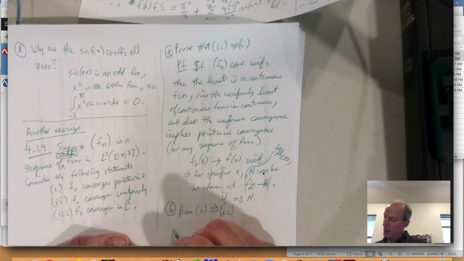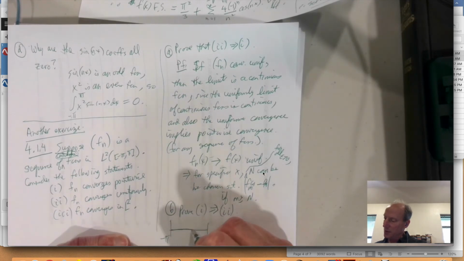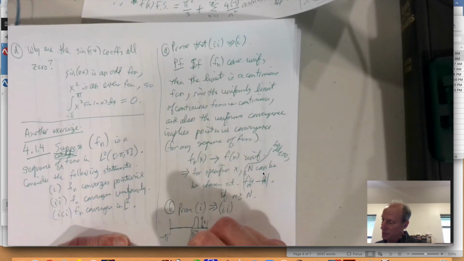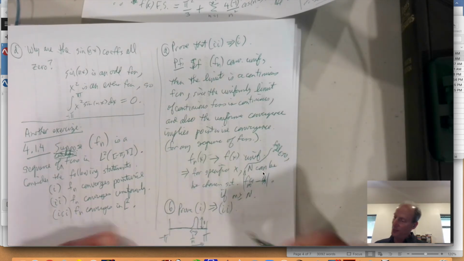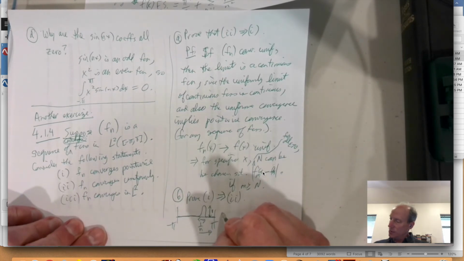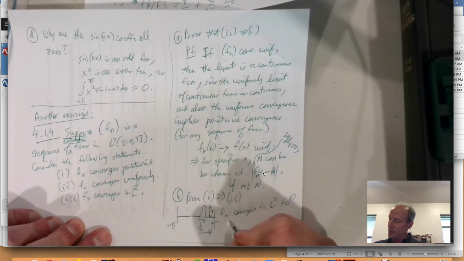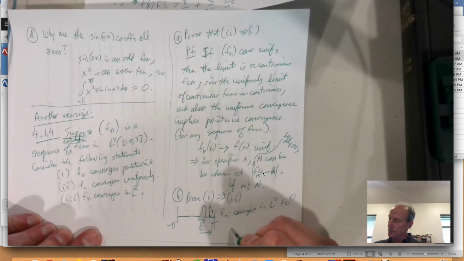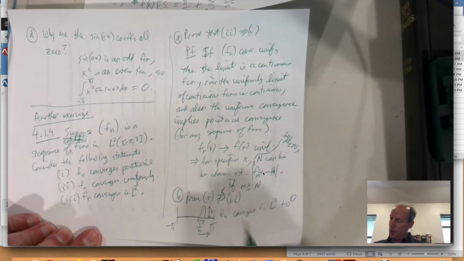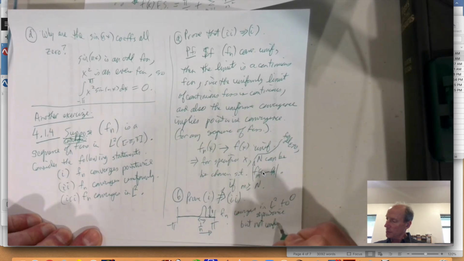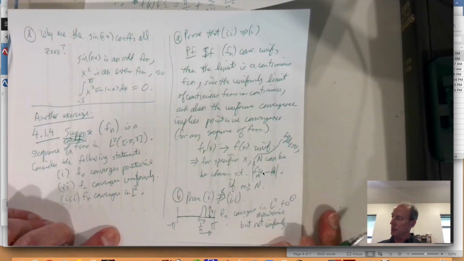And I think you could probably make an example of, let me just draw an interval here, and then you could have something where the bump stays at 1, and this is like 1 over n, and then it slides that way, and then it converges in L2 to 0, and it converges pointwise, but not uniformly. That's just one example, but you could probably think of a better one.